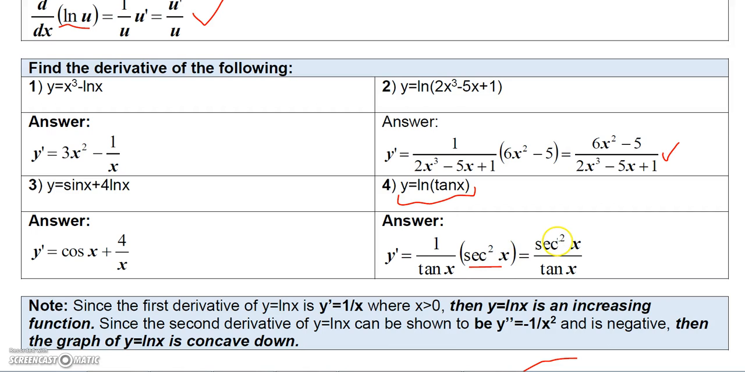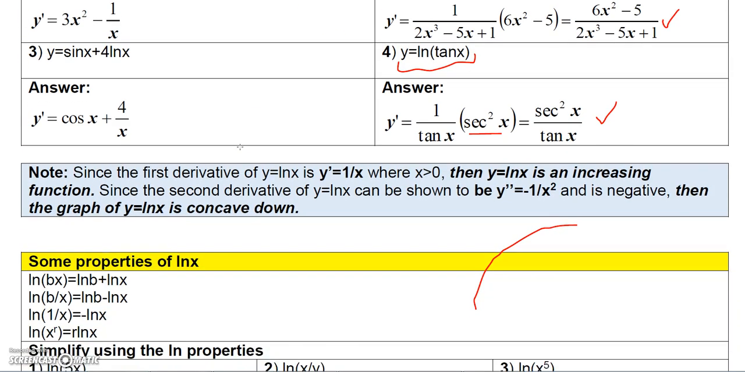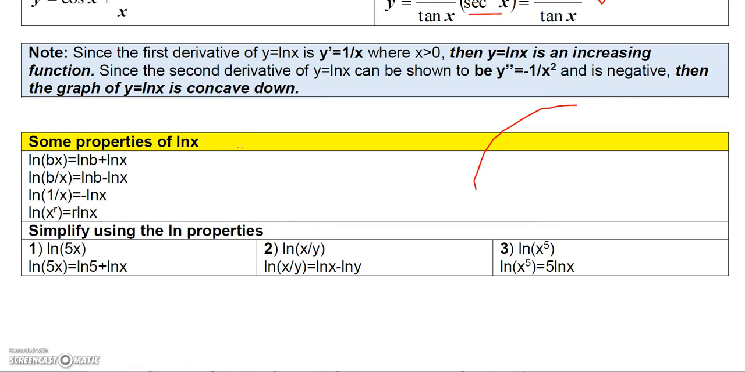So that would be secant squared x over tangent x. Now you could probably simplify that using some trig, but I'm just going to leave it like it is. A couple things that you might recognize here is that the derivative of natural log of x is just 1 over x, where x has to be positive real numbers. So therefore, the derivative must always be positive. So that means that this function is an increasing function.